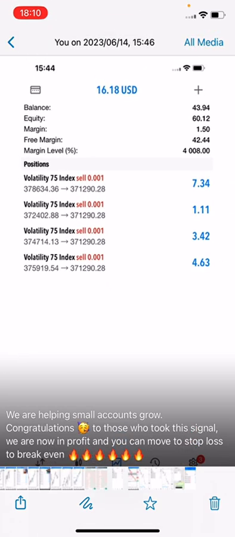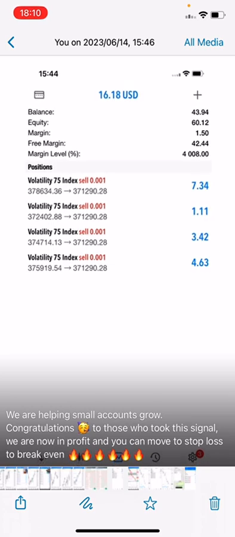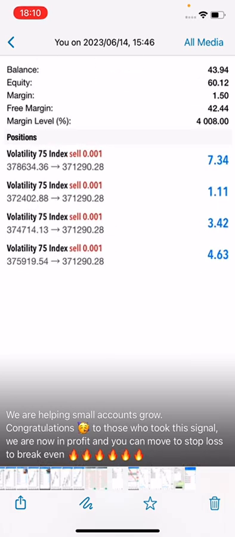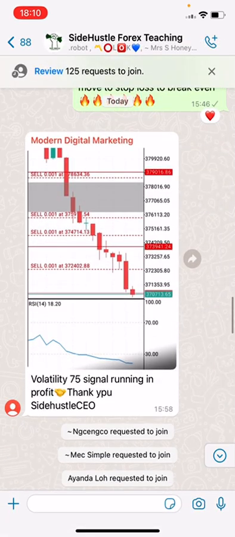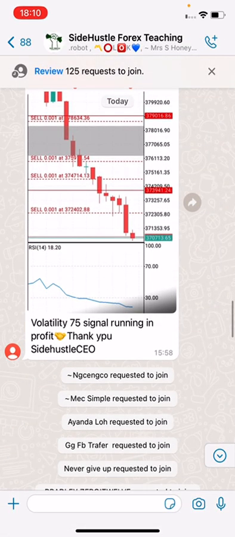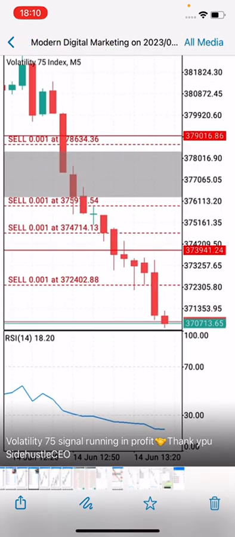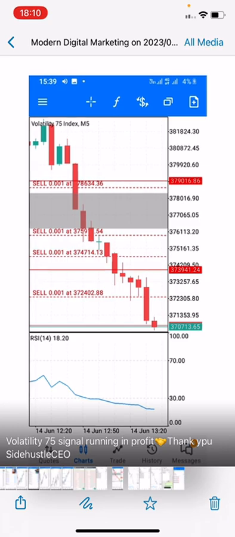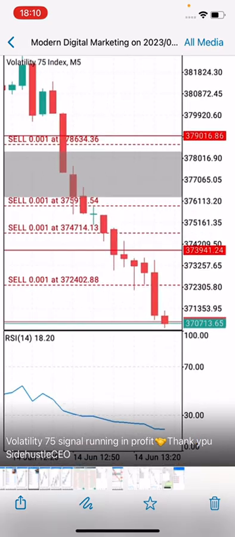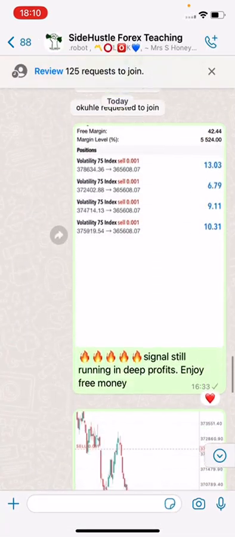It means now if you use 0.01, you are now up by $40 per trade. So it will be determined by how much you leverage. However, you can see from this chart, this was the performance for that signal. We went in deep profit, so congratulations guys.